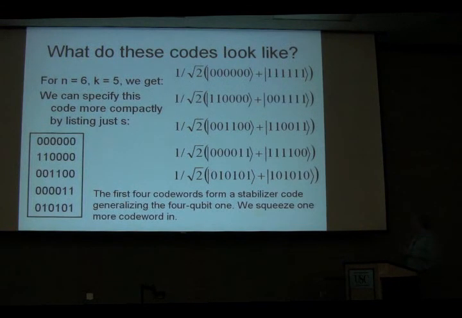And what do these codes look like? Well, I have a couple of examples for small things. N equals 6 is the smallest one that really isn't trivial. And what does this look like?